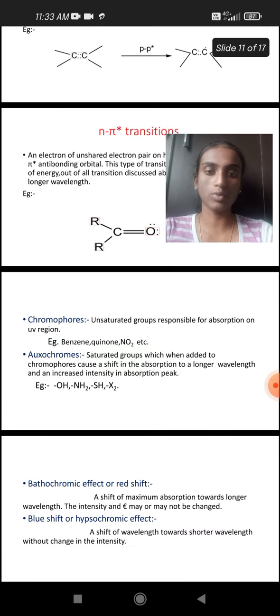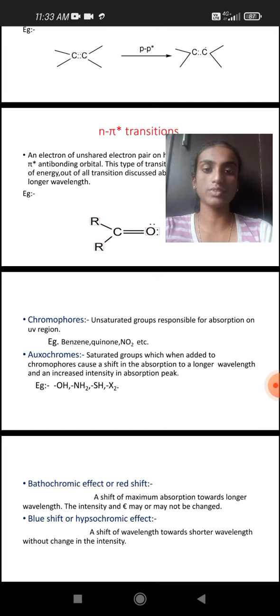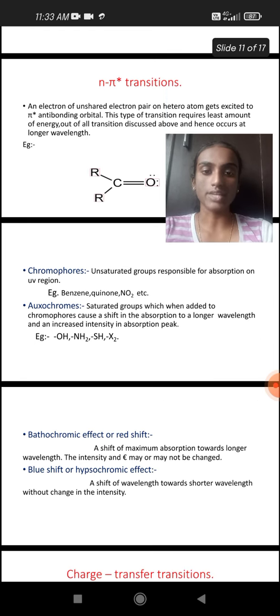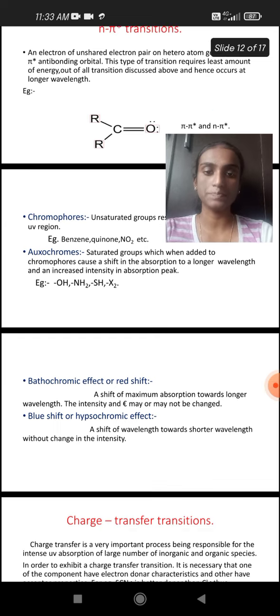Next one is chromophores. Chromophores are unsaturated groups responsible for the absorption in UV regions. Example: benzene, quinone, etc. Then auxochromes are saturated groups which, when added to chromophores, cause a shift in the absorption to a longer wavelength and an increased intensity in the absorption peak.